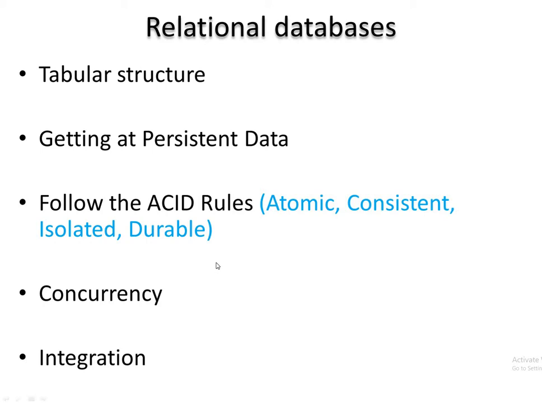The next property is that relational databases follow ACID rules. ACID means the relational database is atomic, consistent, isolated, and durable. The smallest execution unit in the relational database is the transaction, and relational database transactions follow ACID rules. That is, the transactions are atomic, consistent, isolated, and durable.